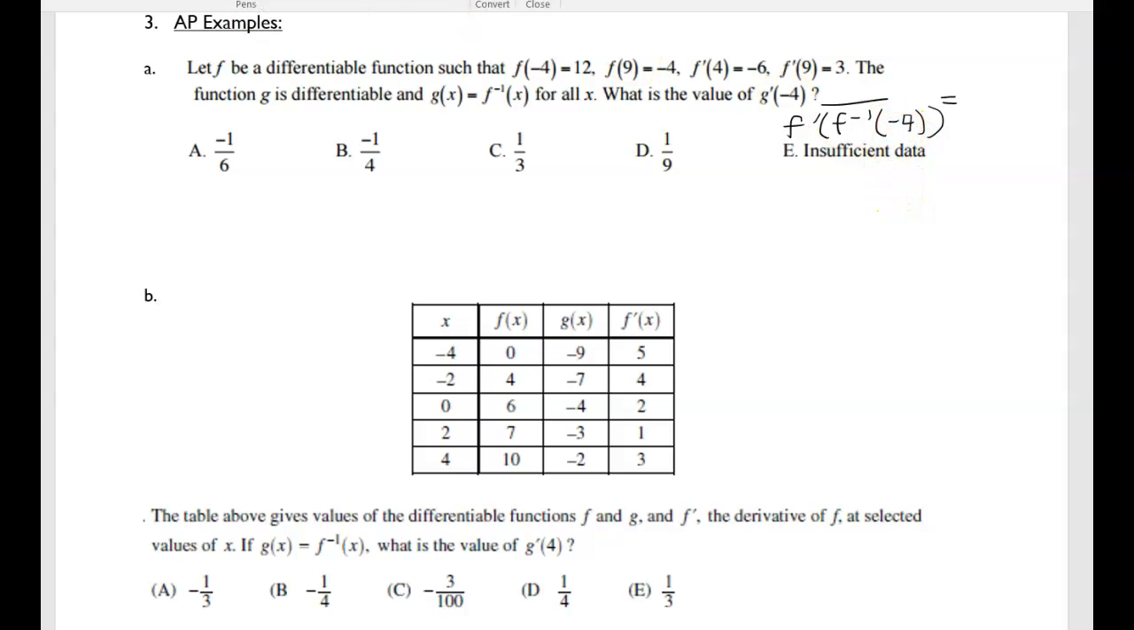So in order to find f inverse of negative 4, I'm not going to look at f prime of 4 or f of negative 4. I'm going to look to see where f is equal to negative 4. That's right here. So f of 9 equals negative 4. And so that means f inverse of negative 4 is 9. So 1 over f prime of 9. And f prime of 9 is 3. So this is 1/3.